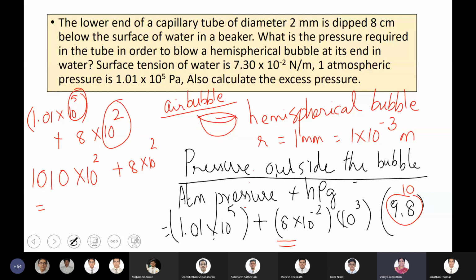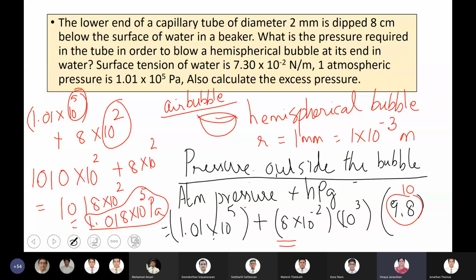So approximately I can have 1018 10 to the power of 2, or I can go for 1.018 10 to the power of 5 pascals. You should know how to do this, because you cannot add two quantities when their exponential powers are different. You have to make them the same. Calculate, boys, just calculate. Others, those who have completed.